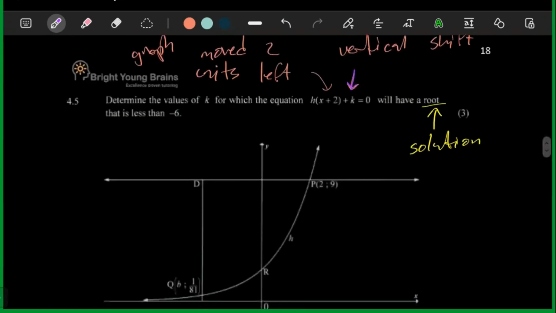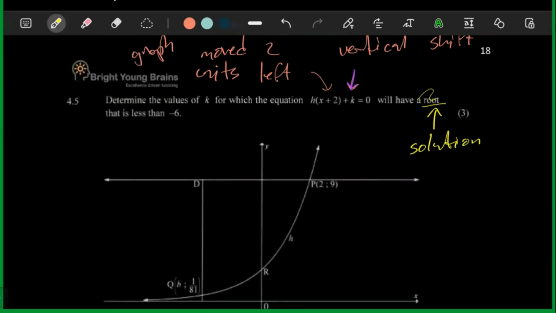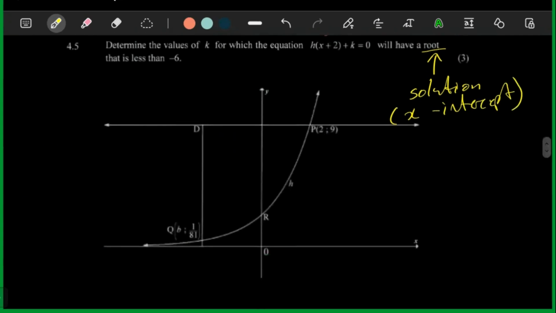So fortunately, in this situation, we're saying a root is a solution, but what we also need to know is that a root is normally an x-intercept. So without overthinking it, let's see if this graph is moved 2 units to the left. What's going to happen is this x value of 2 is going to be somewhere there.